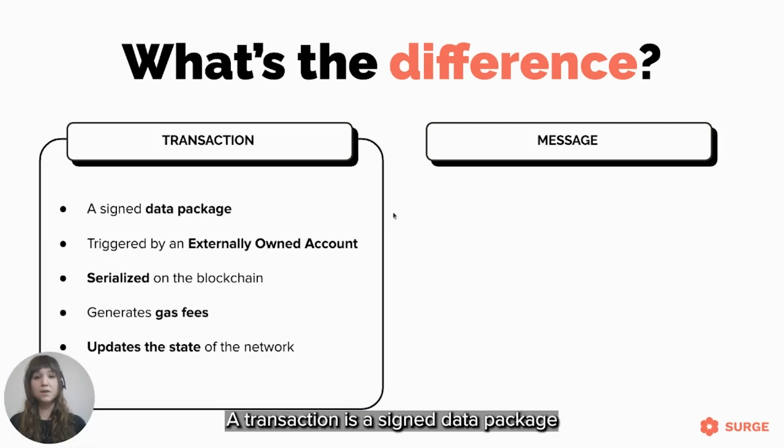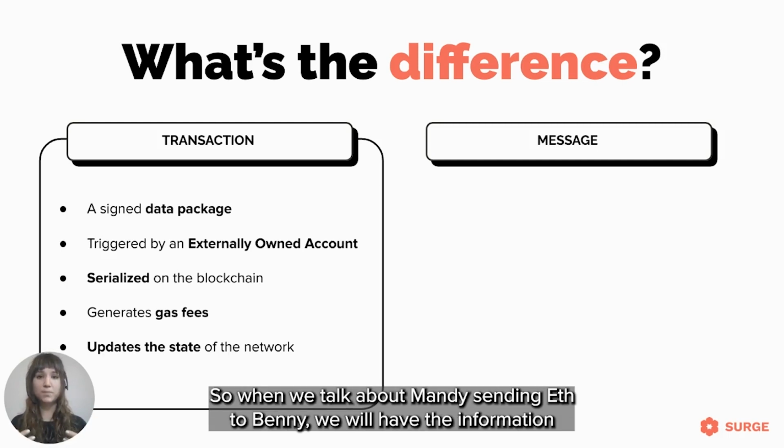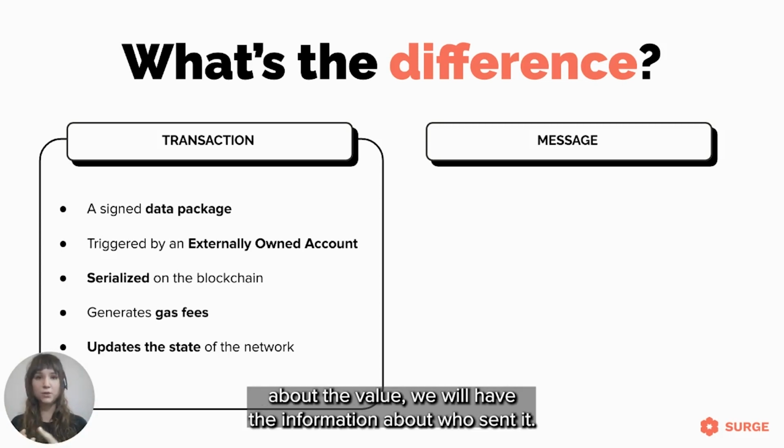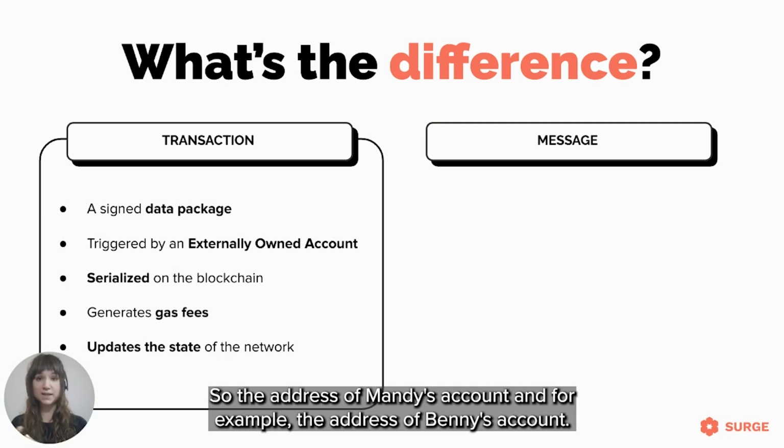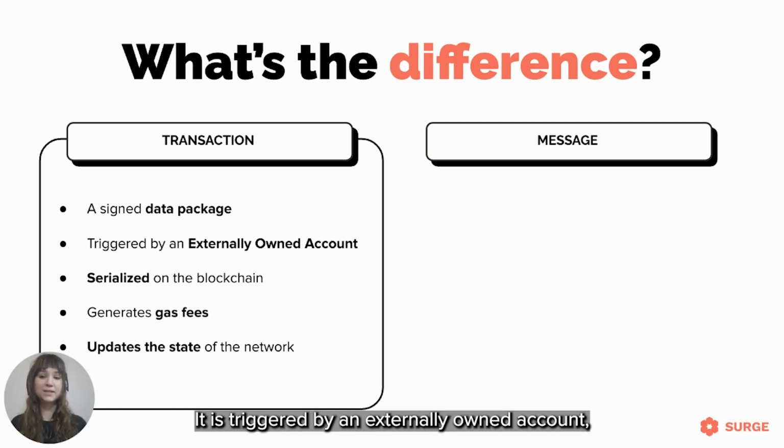Transactions. A transaction is a signed data package with a lot of different information giving you context of a specific action. So when we talk about Mandy sending ETH to Benny, we'll have the information about the value, we will have information about who sent it, so the address of Mandy's account, and for example, the address of Benny's account. It is triggered by an externally owned account, so only a user can trigger a transaction.